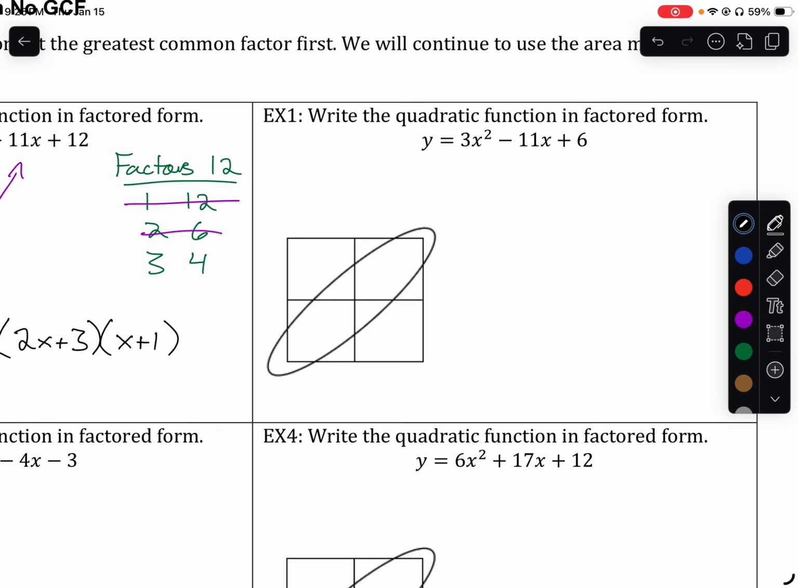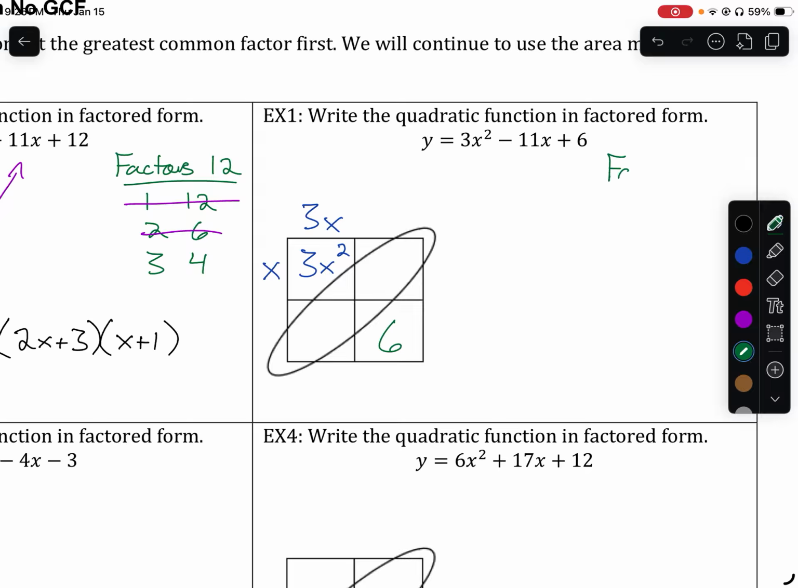The next example, 3x squared minus 11x plus 6. Again, not all of these are divisible by 3 or any greatest common factor in general. So I'm going to start filling out this area model. So I've got 3x squared here, squared, not cubed. And then I've got the 6 down in that bottom corner. So having it prime is nice because I know it's definitely going to be 3x and x. We're trying to multiply to make 6.